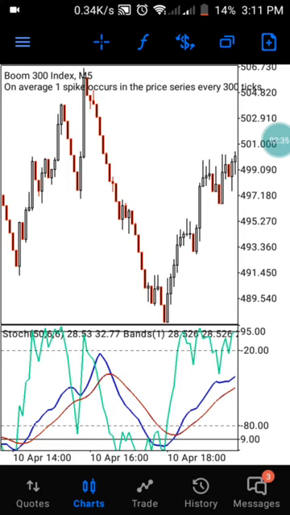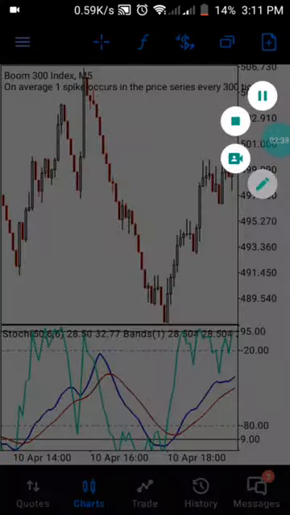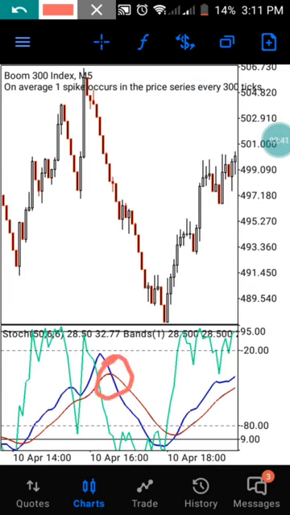When the two cross each other, it helps you to identify that particular time for you to enter your trade. You see, they cross each other, then you enter your trade, and you have your stop loss at this level, which is the highest spike before that particular time. You have it there. Then you have your take profit at this level, you see, at this level.